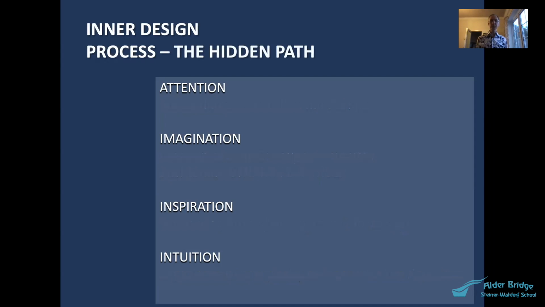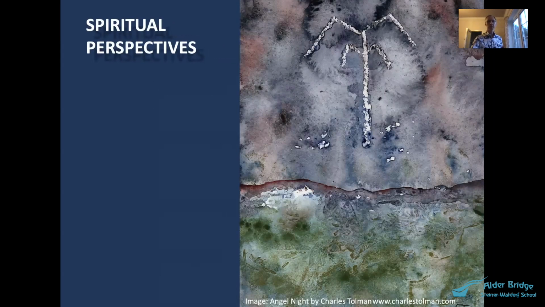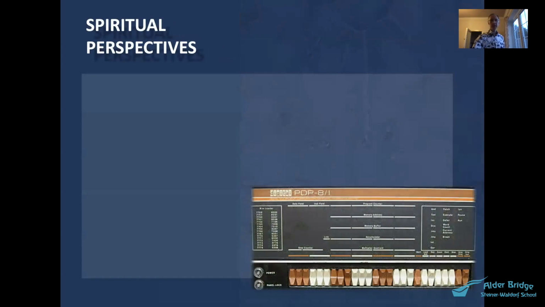So this for me is what I'm calling the hidden path. It's embedded in the process. And most people, I think personally, outside of Steiner's work, don't necessarily connect to this in this way. And if I come into some of the spiritual perspectives about this, we have to be clear.